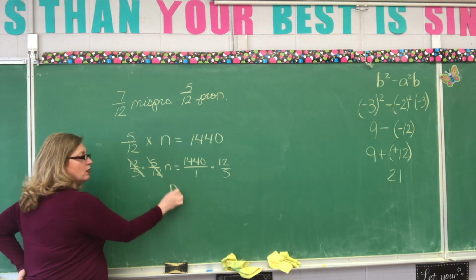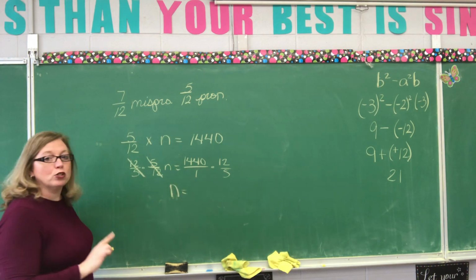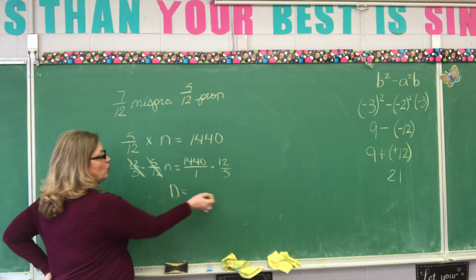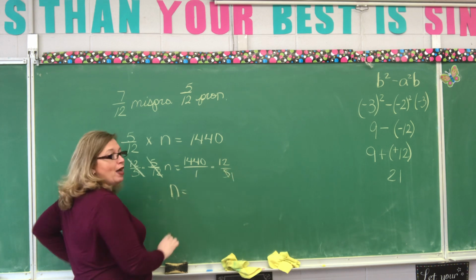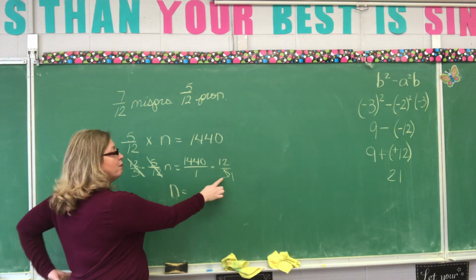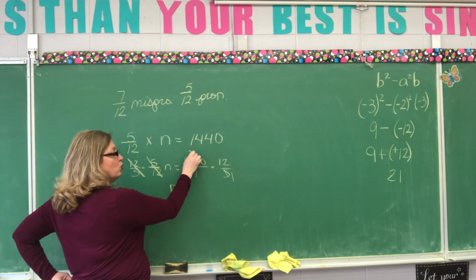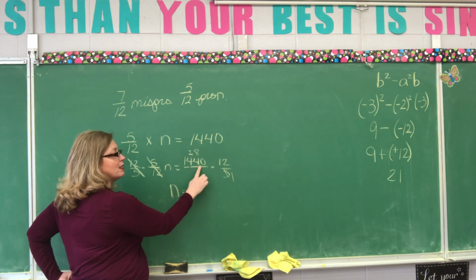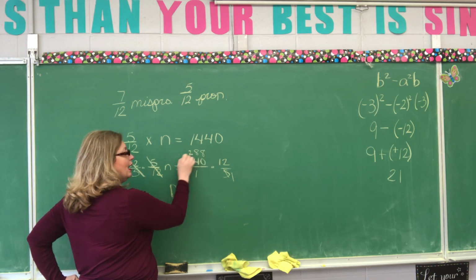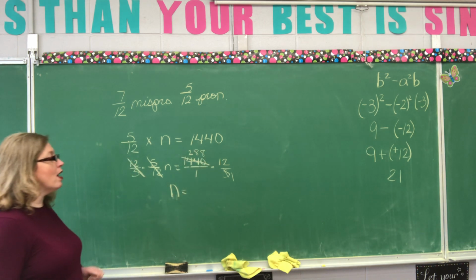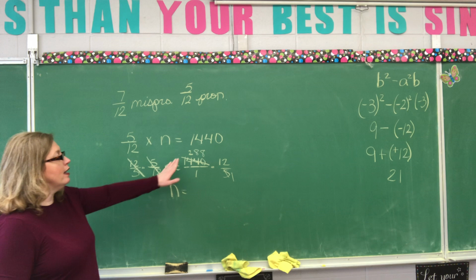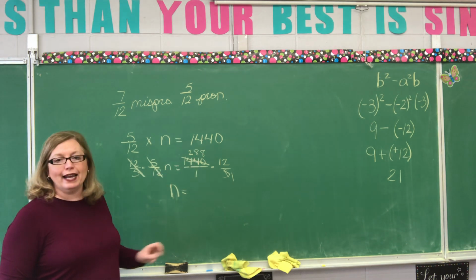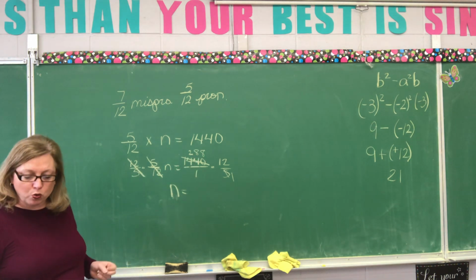These are going to cancel, leaving us n. We're going to be able to reduce this. We're going to reduce by 5. I know that because this ends in a 0. 5 goes into 14 2 times. 5 goes into 44 8 times. 5 goes into 40 8 times. Okay, so now I have n on this side. I'm going to say 288 times 12.